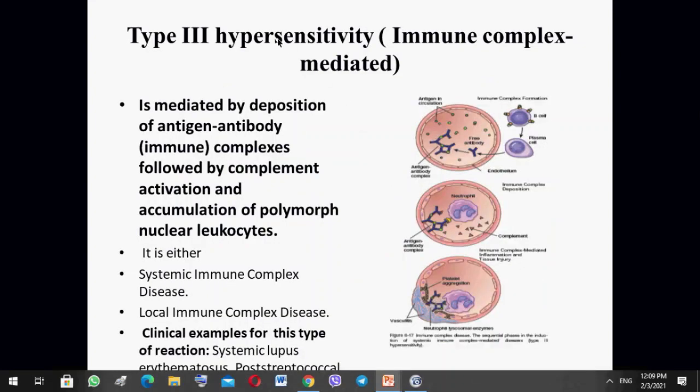Okay. Now, in type 3 hypersensitivity reaction, in this case, the main player is the immune complex, okay? And what do we mean by immune complex? Immune complex is the antigen-antibody complex. And in this case, it differs from type 2. In type 2, the main player is the antibody.